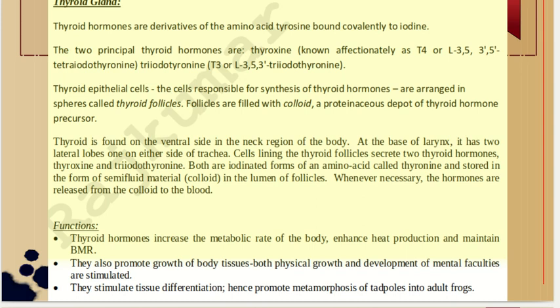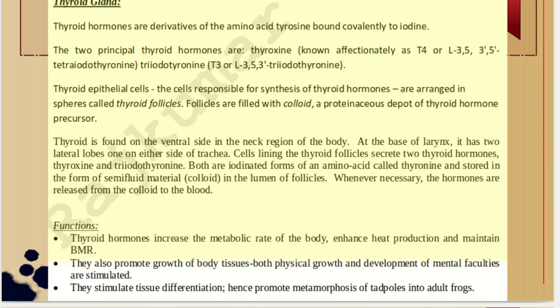Cells lining the thyroid follicles secrete two thyroid hormones, thyroxine and triiodothyronine, also called T4 and T3. Both are iodinated forms of an amino acid called thyronine, and are stored in the form of semi-fluid material, colloid, in the lumen of the follicles. Whenever necessary, the hormones are released from the colloid into the blood. What are the functions of thyroid hormones?